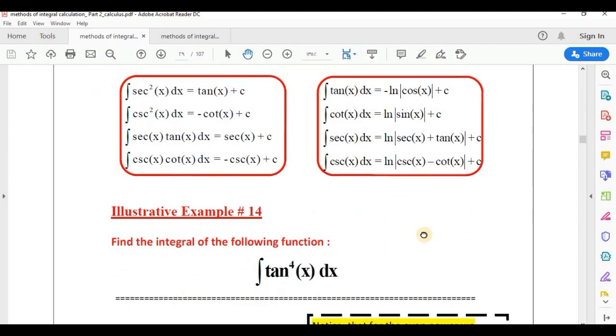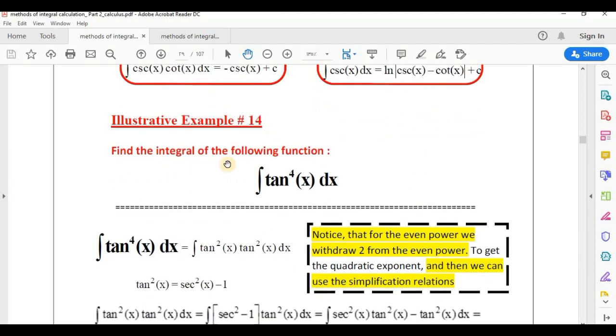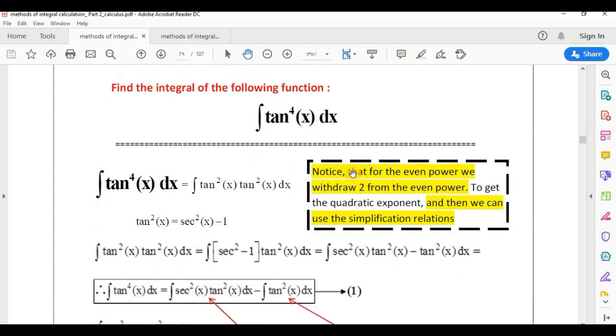Let's go to see some practical examples. Find the integral of the following function: integral of tan to the power 4 x dx. As we notice here, we have an even power. How will we solve it? For the even power, we withdraw 2 from the power to get the quadratic exponent, and then we can use the simplification relations.